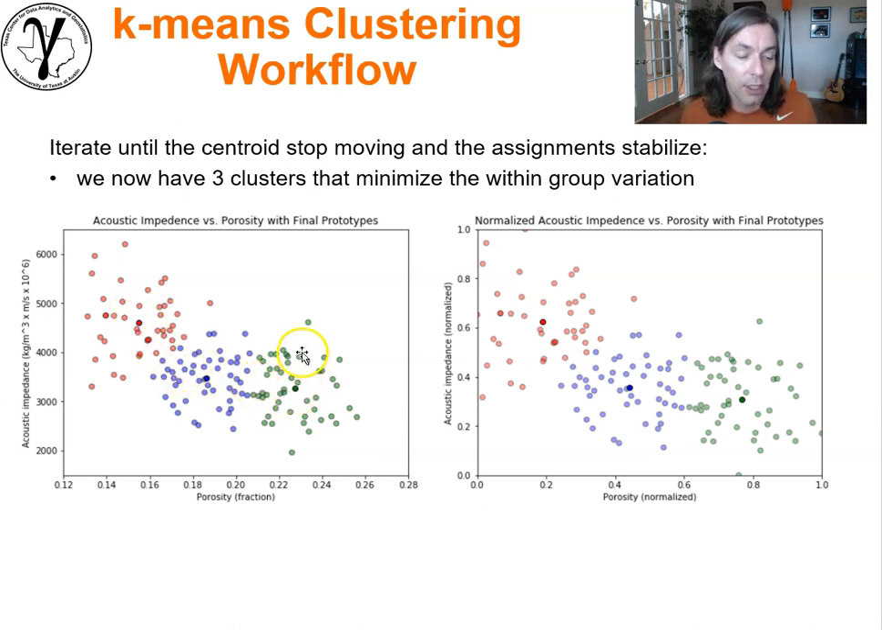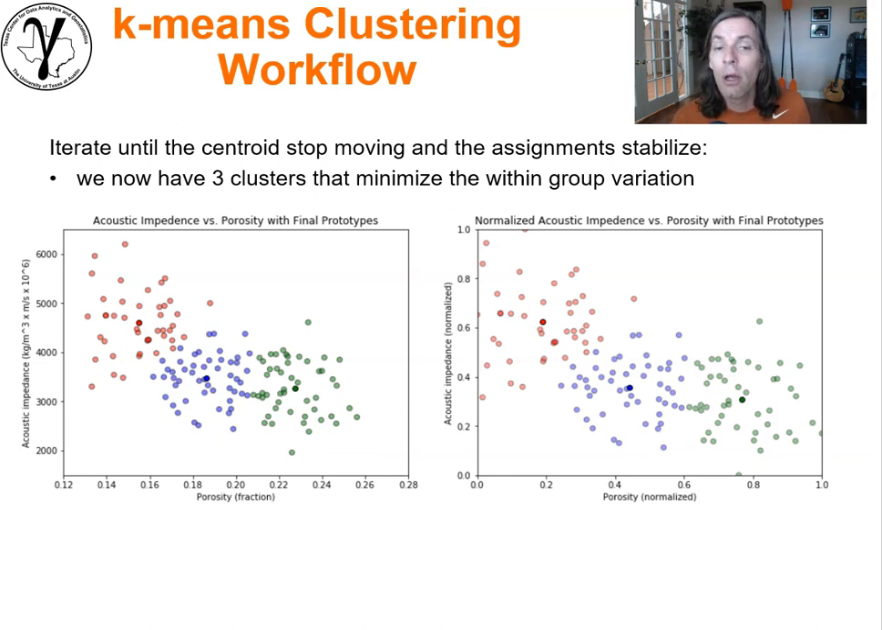Prototype, prototype, prototype, cluster green, cluster blue, and cluster red, regular space, normalized space. This is really interesting. This method works very well to minimize the sum of the average distances between all of the training data within each one of the clusters.